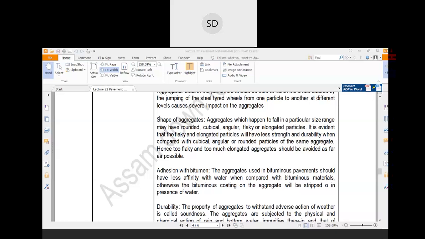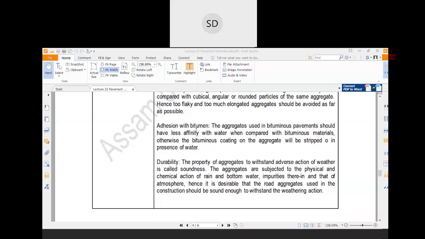Now, to enable this interlocking property, the shape of the aggregate should be good enough. Therefore, it is very important to check the shape of the aggregate. The shape of the aggregate is checked with the help of flakiness and elongation index value. So, we will get to know about all these tests.